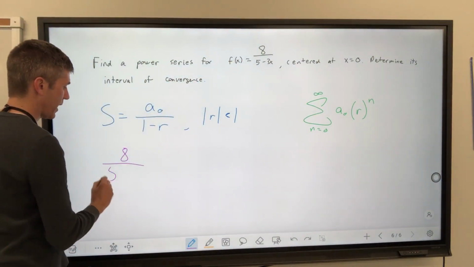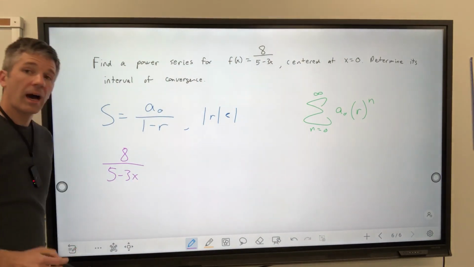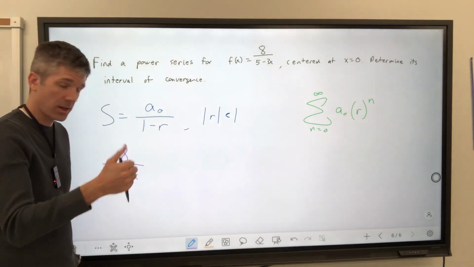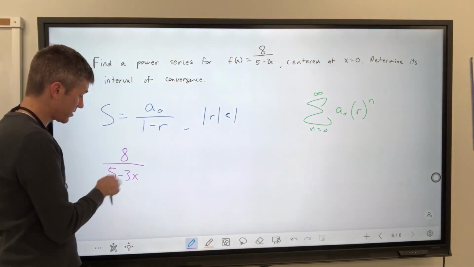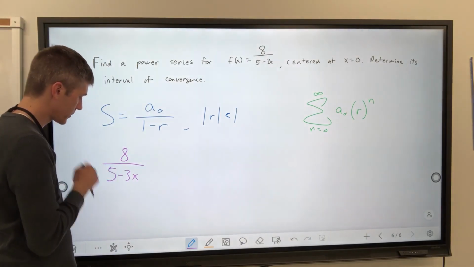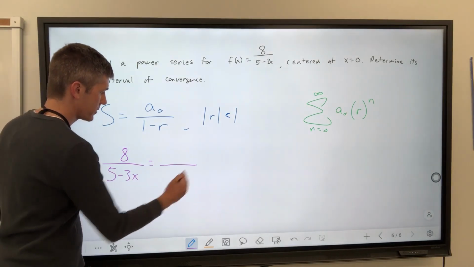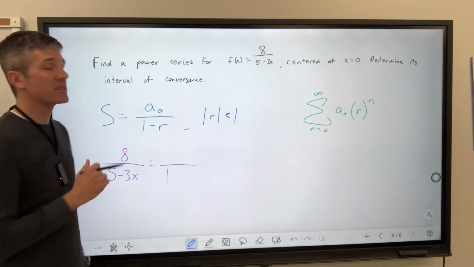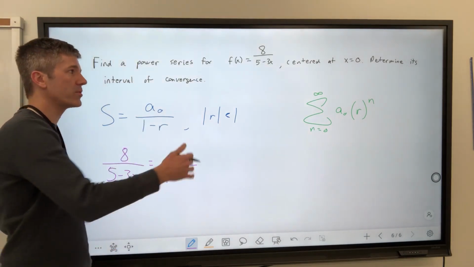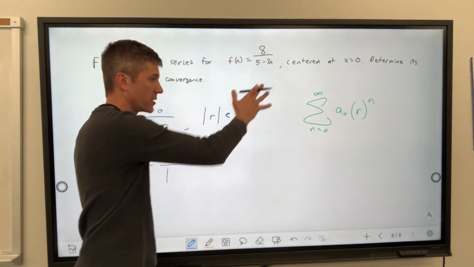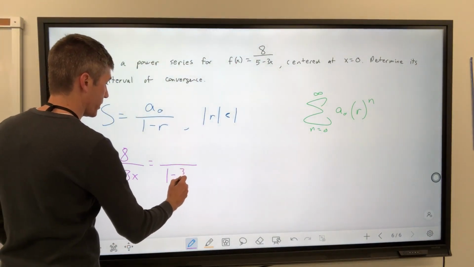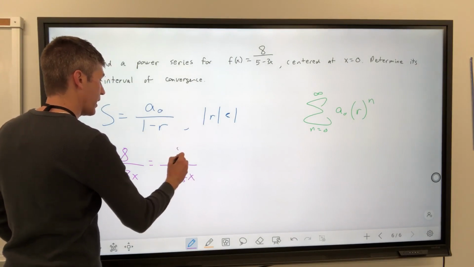Let's force this to turn into that. 8 over 5 minus 3x. I want this to have a subtraction there. Mission accomplished. I want this to have a 1 there. Mission accomplished. Every term gets divided by 5. It does not change the actual output values of this function. It just changes its appearance. So 1 minus 3/5 x.